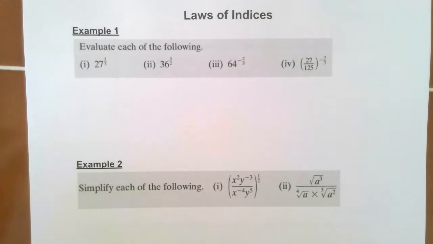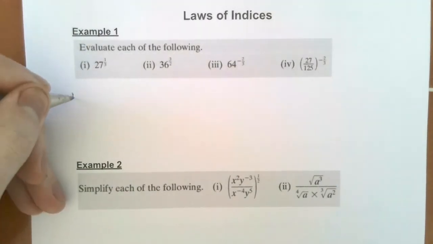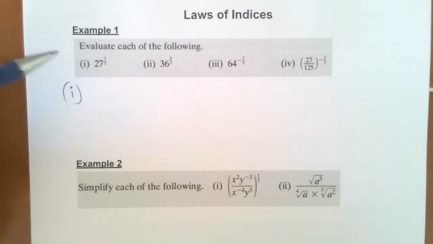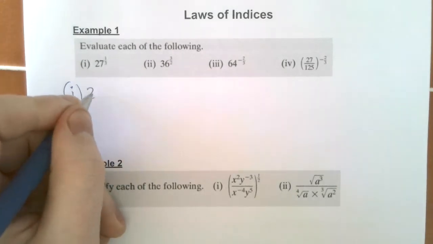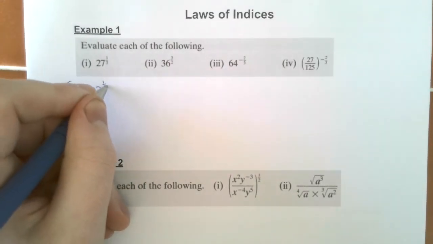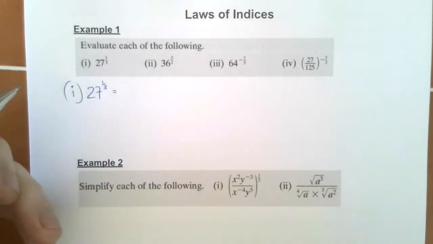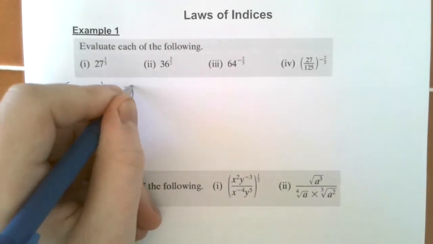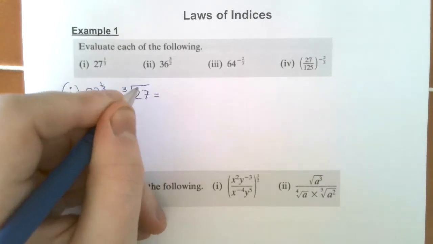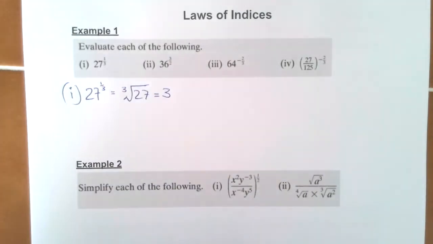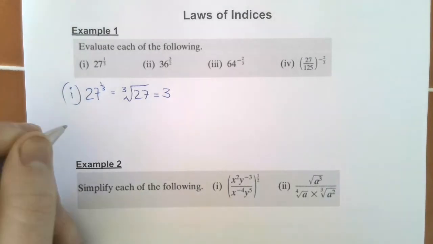So the first one we're going to use is part 1. What we have to do here is simplify or evaluate each of the following, so get the actual answer in the end. 27 to the power of a third. We can also write that as the cube root of 27, using one of my laws of indices. And the cube root of 27 we know is 3, since 3 cubed gives you 27.